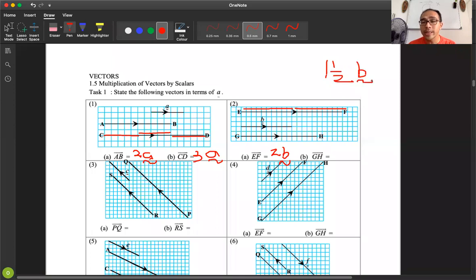Now usually if we write 1.5, we don't write it that way. Usually we will write it as a fraction. So we will write it as 3/2 B. 3/2 means 1.5. Okay, 1.5 times B. So that's how we use a fraction to also represent the multiplication of a vector.